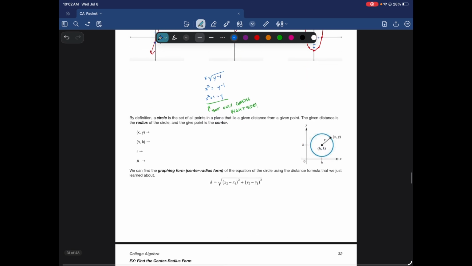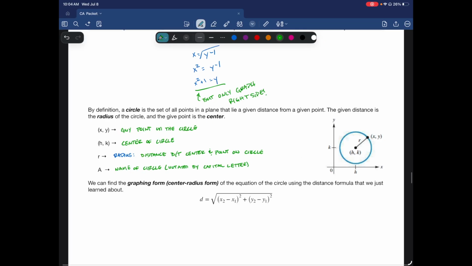Now, shifting gears to circles. By definition, a circle is the set of all points in a plane that lie a given distance from a given point. The given distance is the radius, and the given point is the center. All right, so using the diagram to the right, x, y is any point on the circle. (h, k) is the center of the circle. r is your radius, which is the distance between the center and a point on the circle. And then capital A is how you would name a circle.